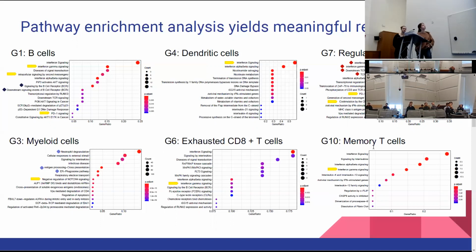For instance, B cells show enrichment for BCR signaling, T cells for interferon and TCR signaling, and myeloid cells for antigen cross-presentation and neutrophil degranulation. But what was even more encouraging to see was that in yellow we showed a lot of the pathways that have been previously associated with melanoma progression and also immunotherapy resistance, such as interferon gamma signaling, PD-1 signaling, or CD28 co-stimulation.